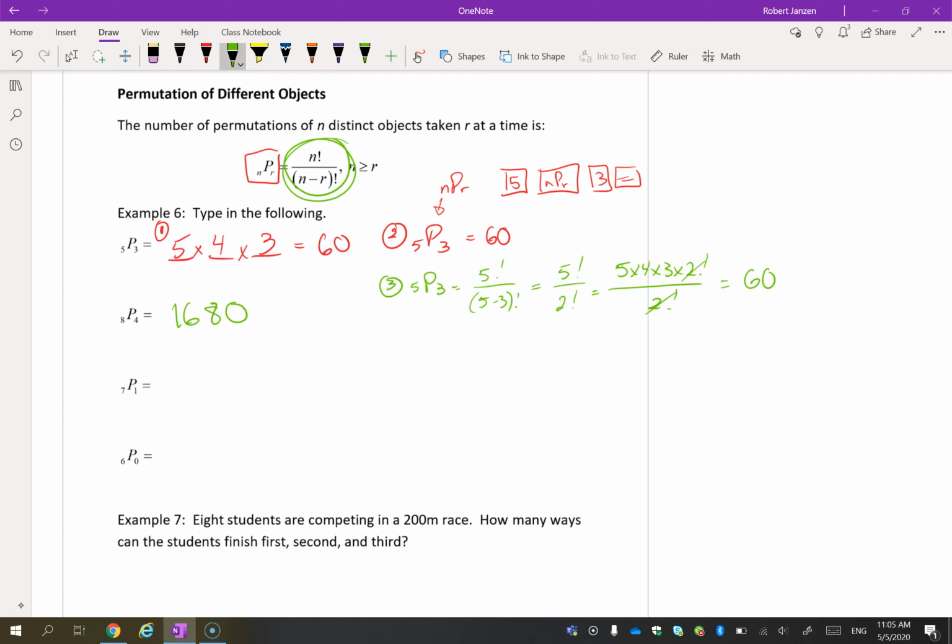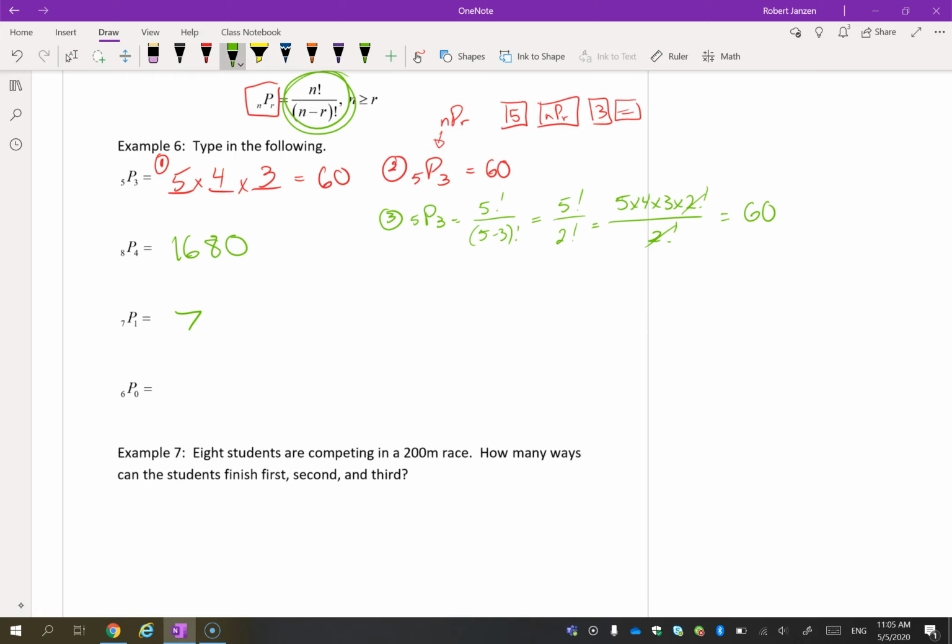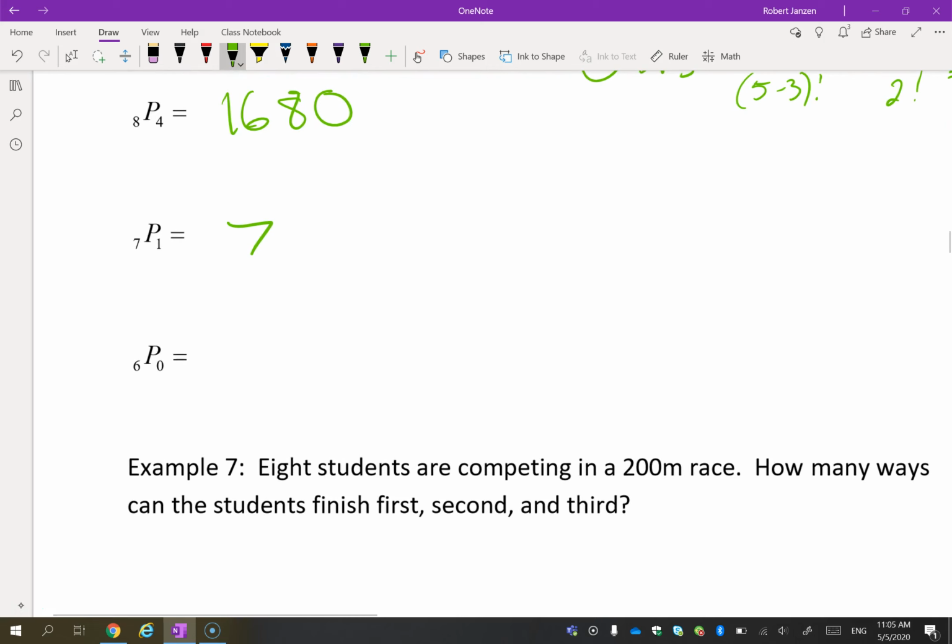Okay, now 7p1 should make sense. If you take 7 objects but only use one of them at a time and rearrange it, how many ways can you rearrange? And if you take 6 objects and you want none of them, well, let's take a look at the formula on this one. This would be 6 factorial over 6 minus 0 factorial, which is 6 factorial over 6 factorial, which is 1. There's only one way you can take none of them.